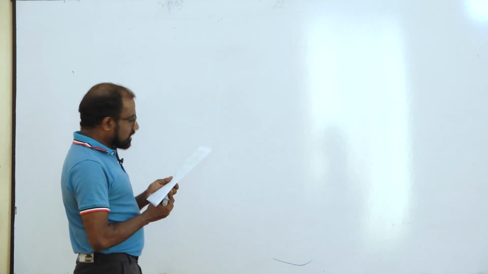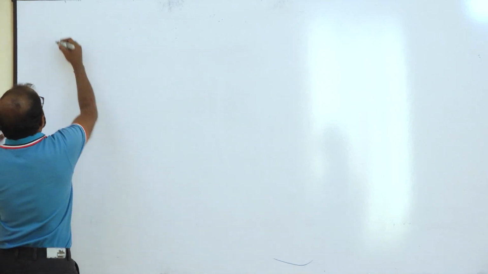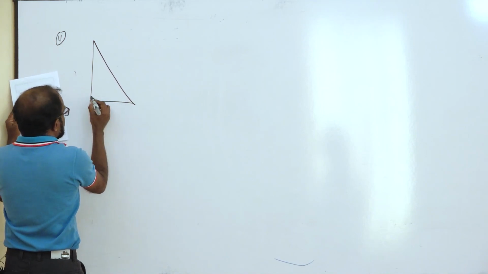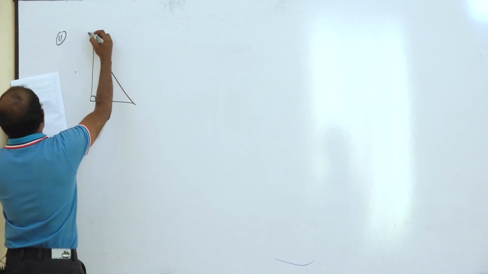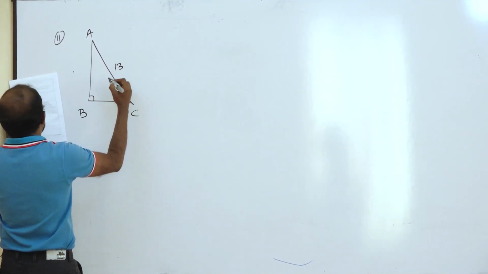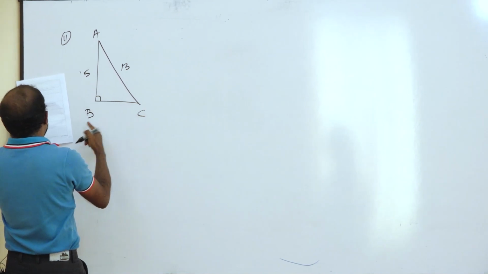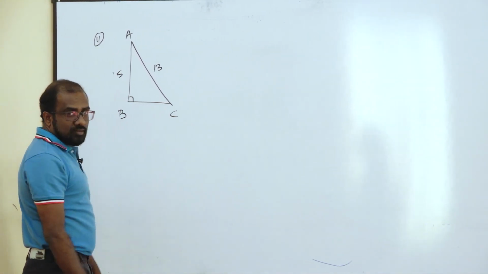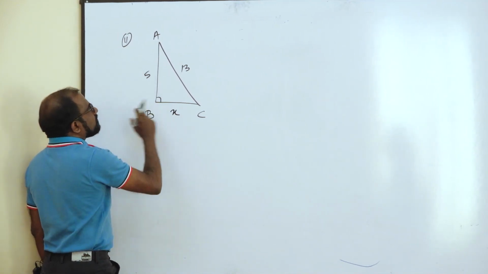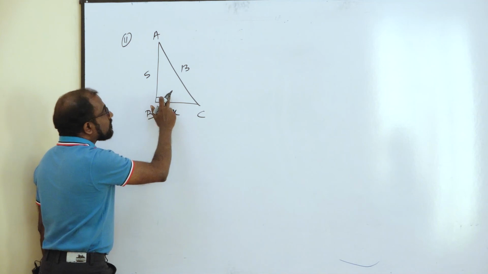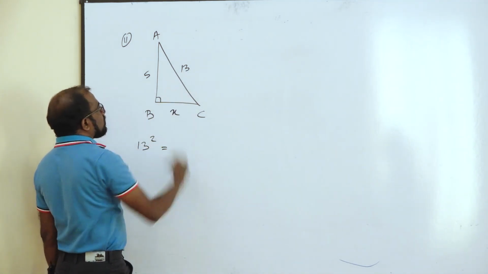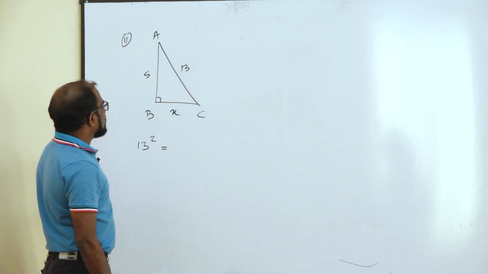11th question, Pythagoras theorem. Right? So what is said by the Pythagoras theorem? So ABC, this is the right angle, hypotenuse is 13, this side is 5 and you have to find out the length of BC. So what is Pythagoras theorem? In right angle triangle, square of the hypotenuse. So hypotenuse is 13 squared. Right? 13 squared equals what?